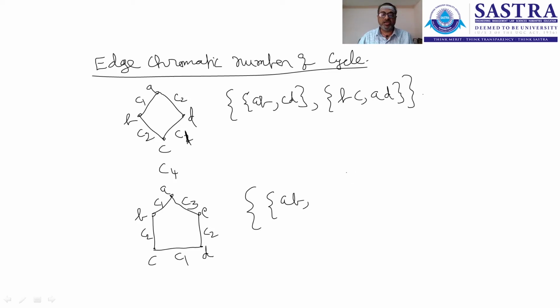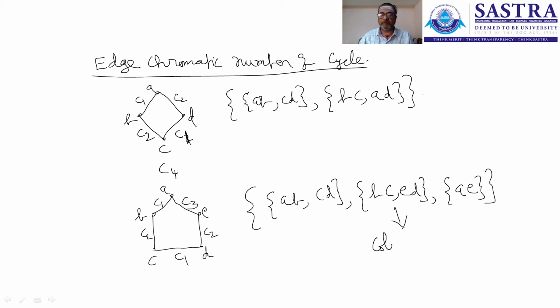I can have three color classes here: A, B, C, D. This is one. The next one would be B, C and E, D. The last one is AE. And in fact, you can also call this the color class.